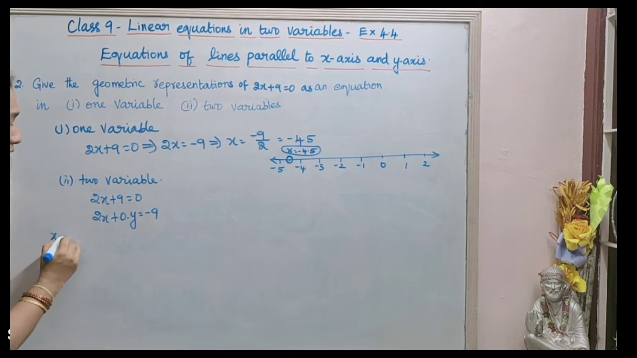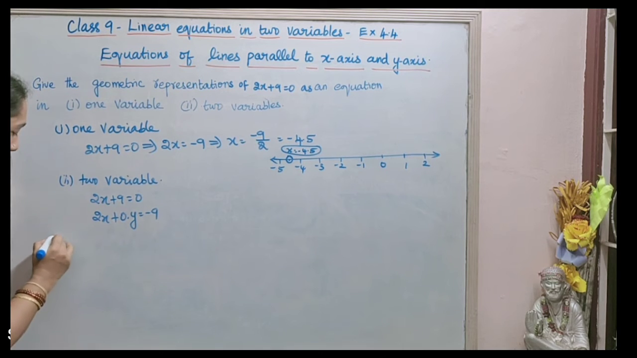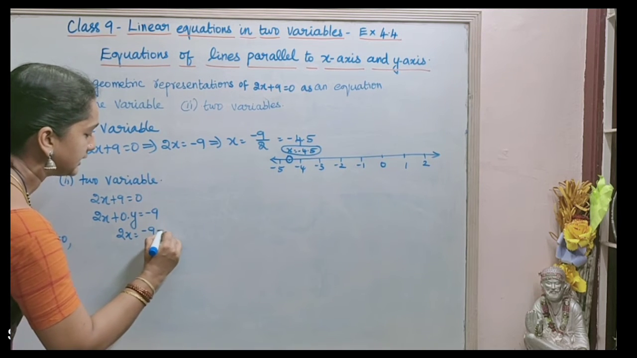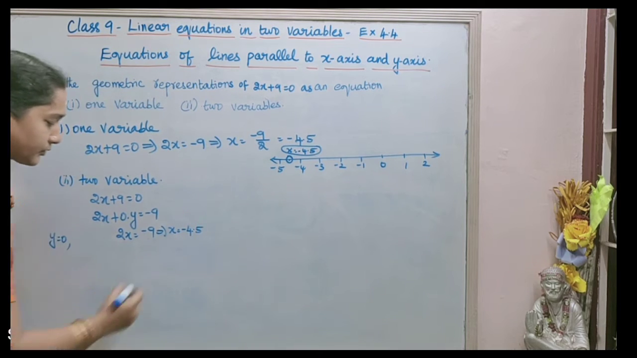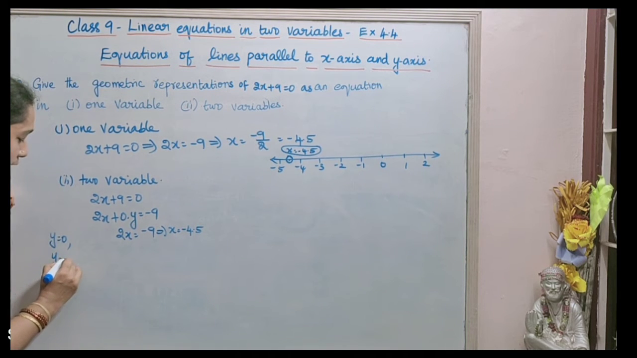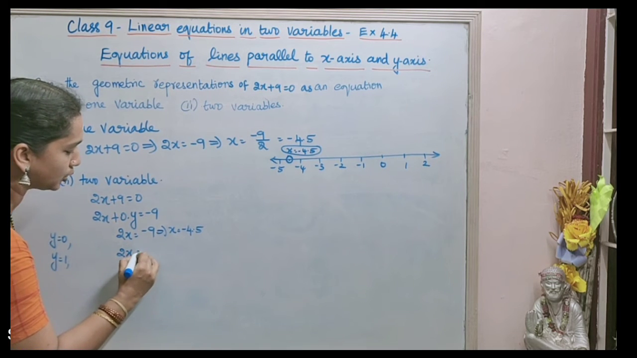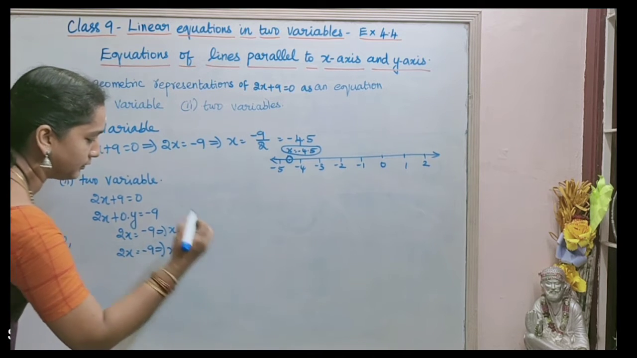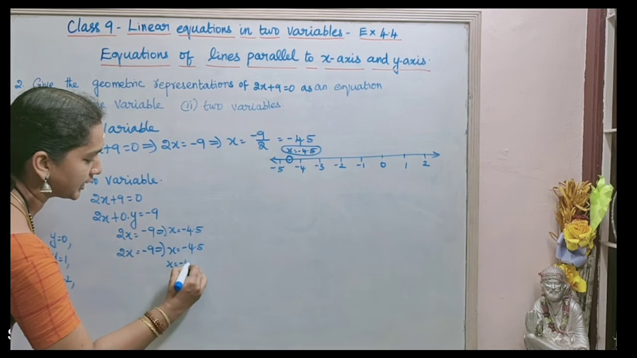So, now here we are asked to take y value only. If we take y value as 0, then 2x is equal to minus 9. So, x is equal to minus 4.5. Okay, then if y is equal to 1, same thing, 2x is equal to minus 9. So, x is equal to minus 4.5. If y is equal to 2 also, x is equal to minus 4.5.